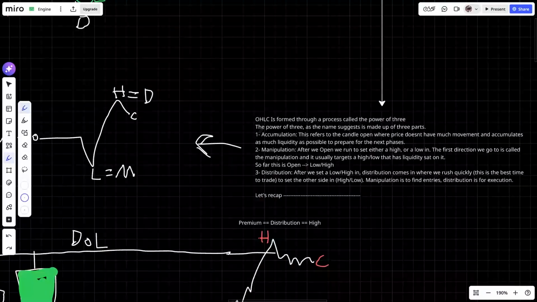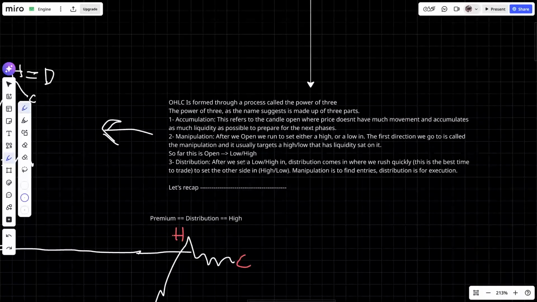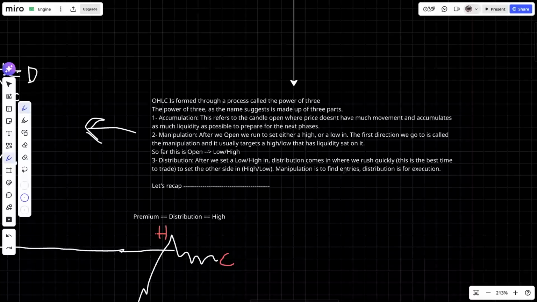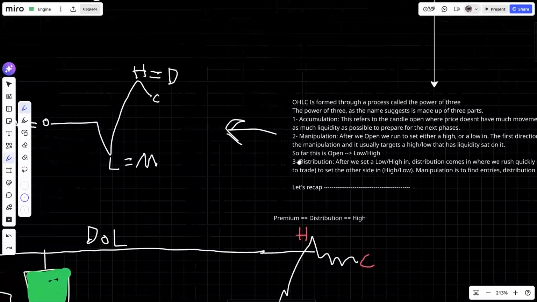And then at the end, we have distribution. After we set a low or high, distribution comes in where we rush quickly. This is the best time to trade to set the other side in, high or low. So for example, if we set a low in, we want to set a high in. If we set a high in, we want to set a low in. Manipulation is to find entries, distribution is for execution.